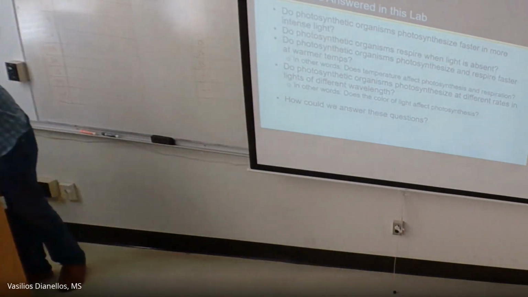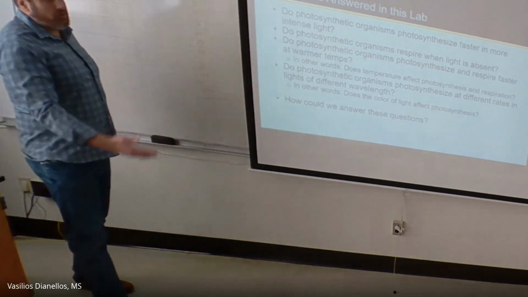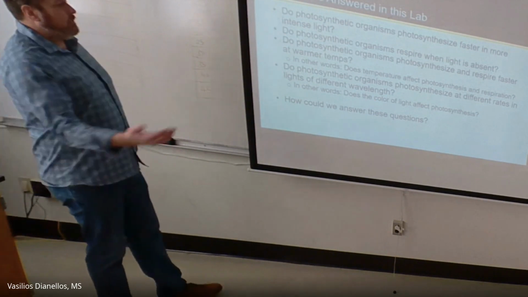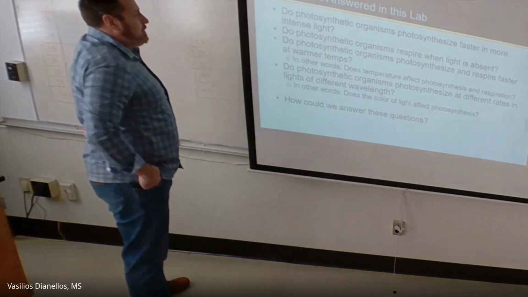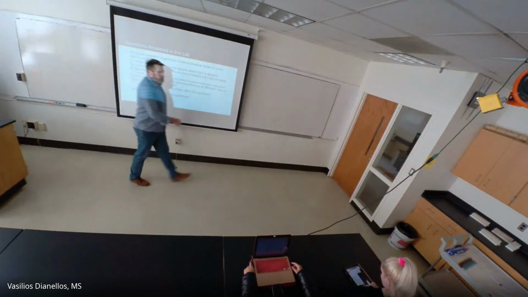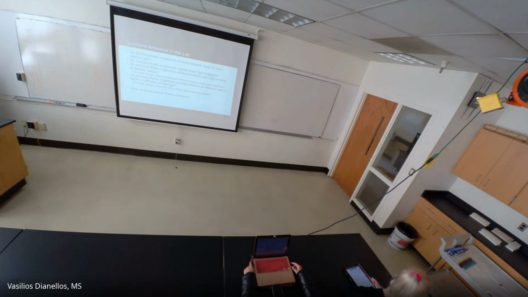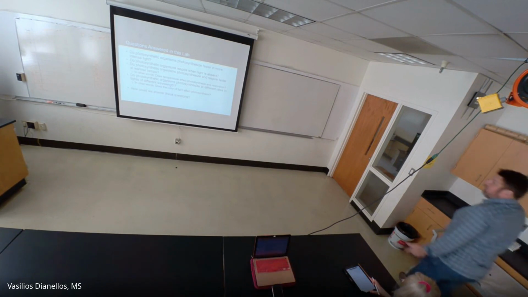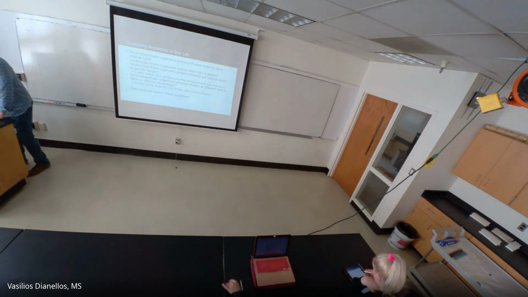The next one is, do photosynthetic organisms photosynthesize and respire faster at warmer temperatures? So in other words, we're going to do a temperature experiment, see if temperature affects the rate of photosynthesis and respiration. And then the last one we're going to ask is, do photosynthetic organisms photosynthesize at different rates with different colors of light, basically? When we say different wavelengths of light, that's what I mean. If you can see here, you guys are going to be dealing with blue lights next week, and green lights, red lights, white lights. If I get extra lights, different colors, we'll use those too. But we're going to see if light matters. So those are the questions that we're going to answer in this lab.